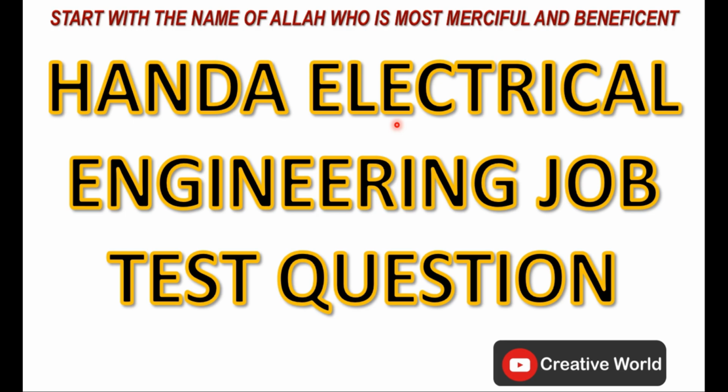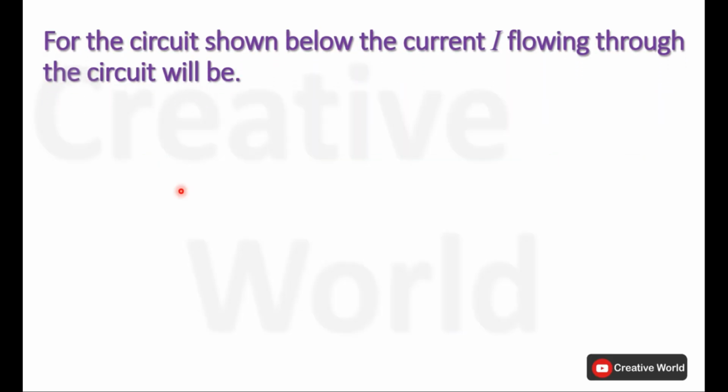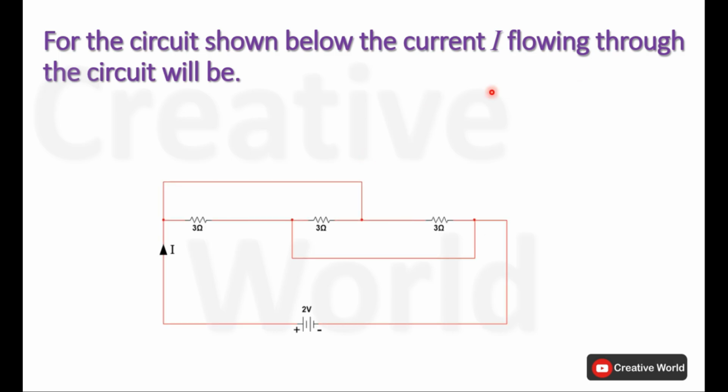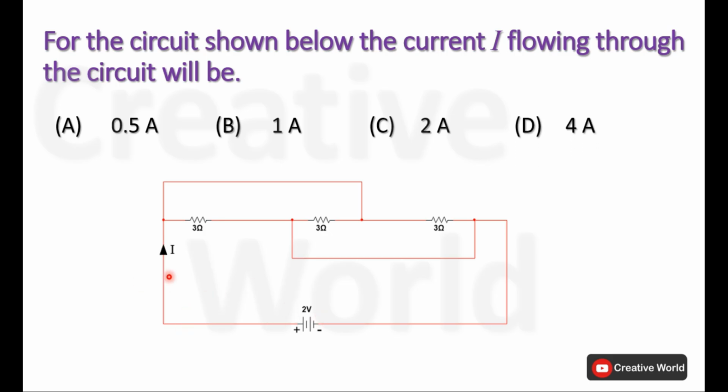In this video, I will solve a problem of HANDA Electrical Engineering Job Test Book. Statement of the problem is, for the circuit shown below, the current I flowing through the circuit will be option A 0.5 ampere, option B 1 ampere, option C 2 ampere and option D 4 ampere. Here is the circuit and we have to calculate the value of current I. So without wasting time, let's proceed towards the solution.